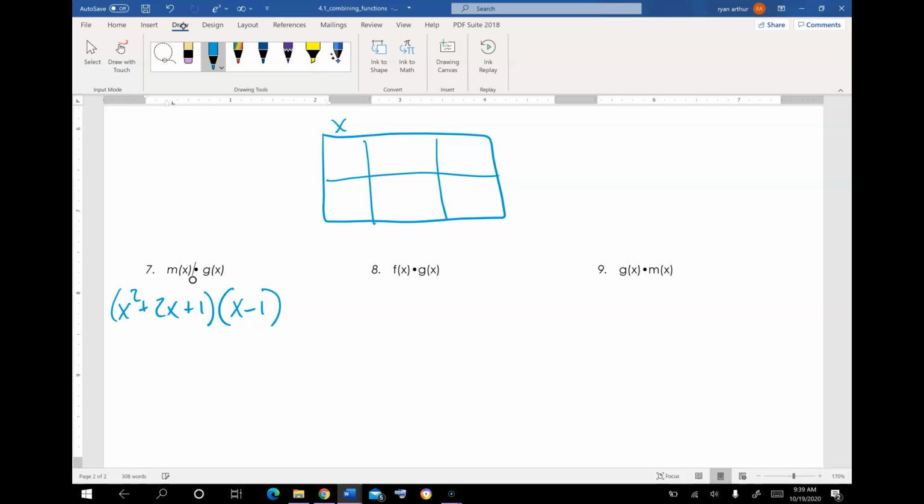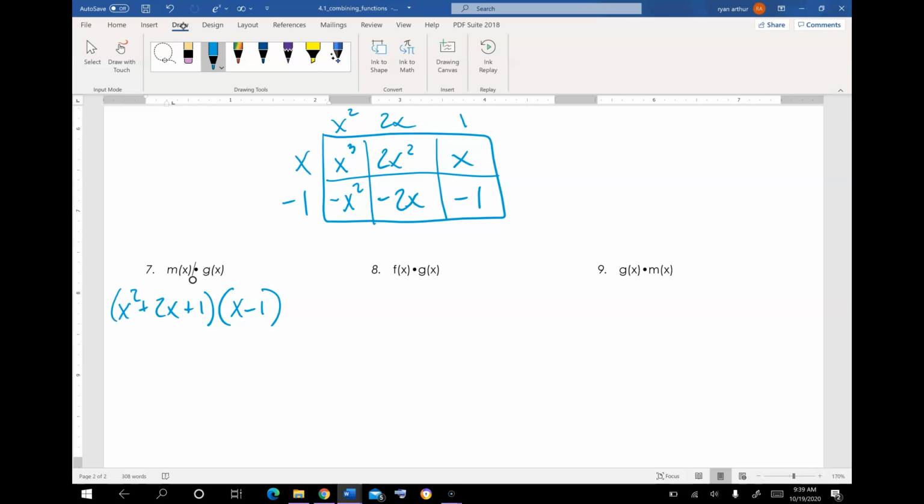And I've got x squared, 2x, 1. And this is x minus 1. And you're just going to multiply like you did. X squared times x is x cubed. 2x times x is 2x squared. 1 times x is x. X squared times negative 1 is negative x squared. 2x times negative 1 is negative 2x, and 1 times negative 1 is negative 1. And then you're just going to pull your terms out, okay?